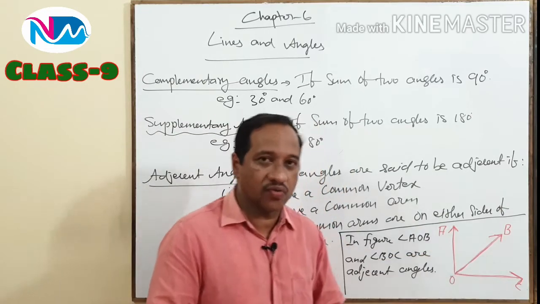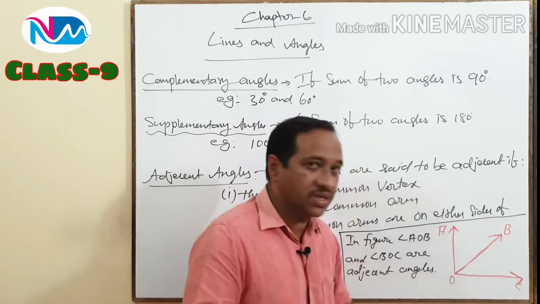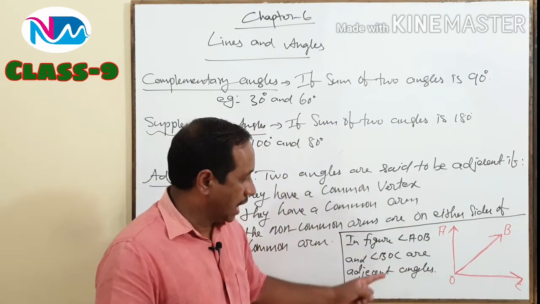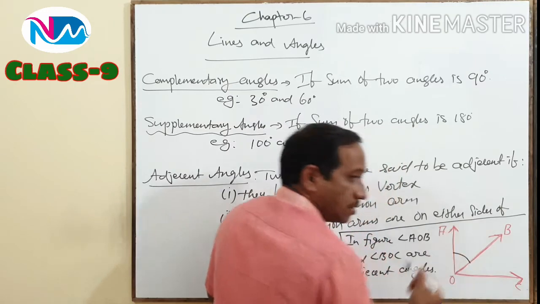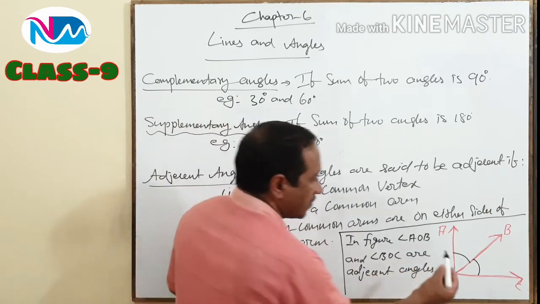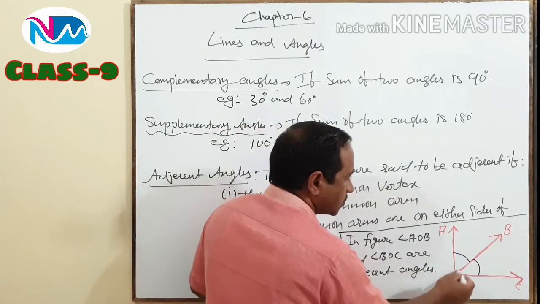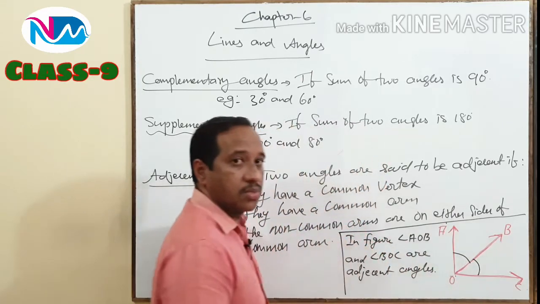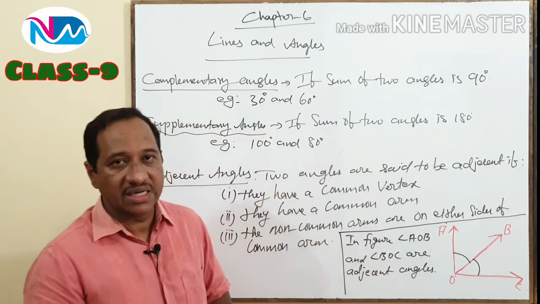In this figure, we can find three angles. They are angle AOB, angle BOC, and angle AOC. Here, angle AOB and angle BOC are adjacent angles because they have a common vertex O, common arm OB, and the non-common arms OA and OC are on opposite sides of the common arm OB. Therefore, here angle AOB and angle BOC are adjacent angles.